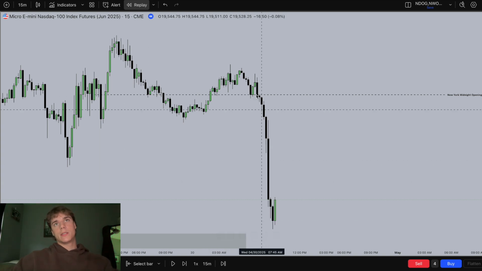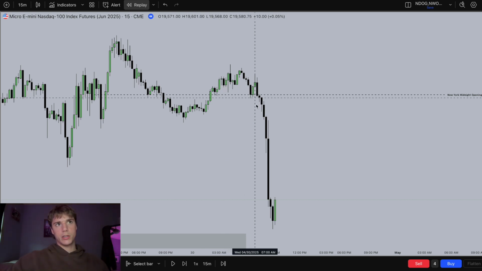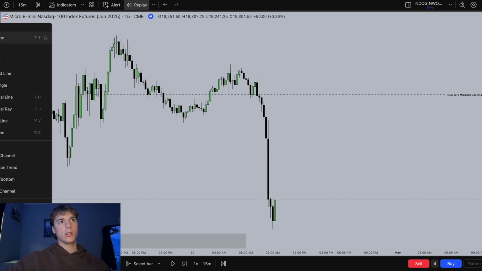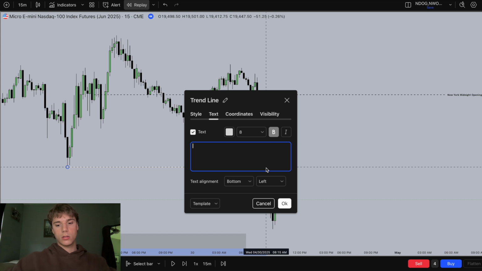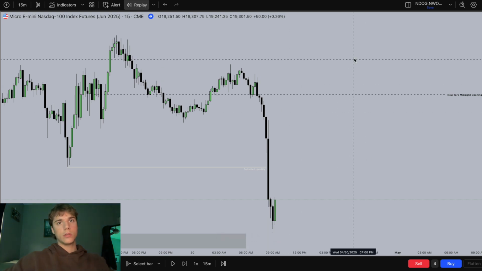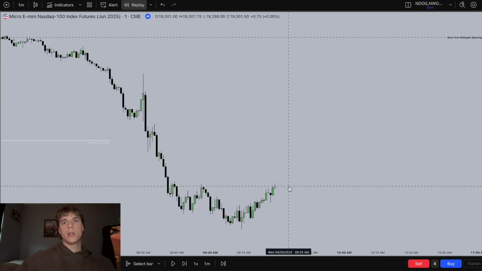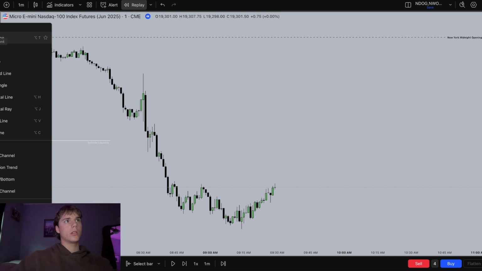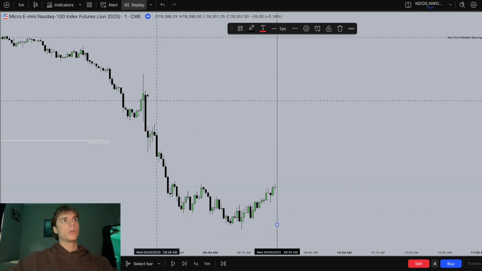So basically, this is going to be an AMD, so accumulation. This is our manipulation leg, taking out sell side liquidity right here. Right here. So accumulation, manipulation, and then we'll see the rest of the trade play out. 5 minute, and back down to the 1 minute. So I'll mark out open. So bam. Open is right here.